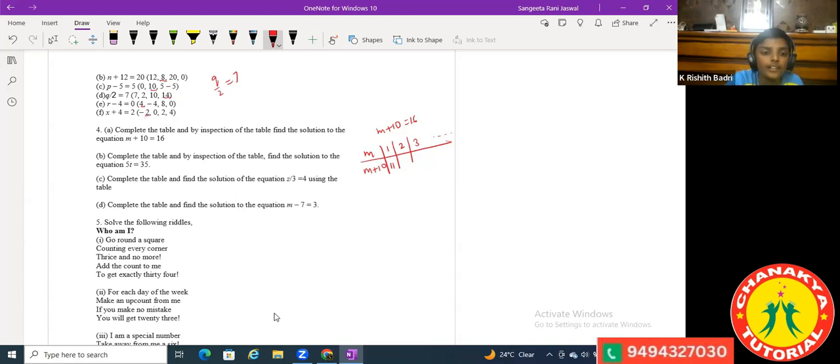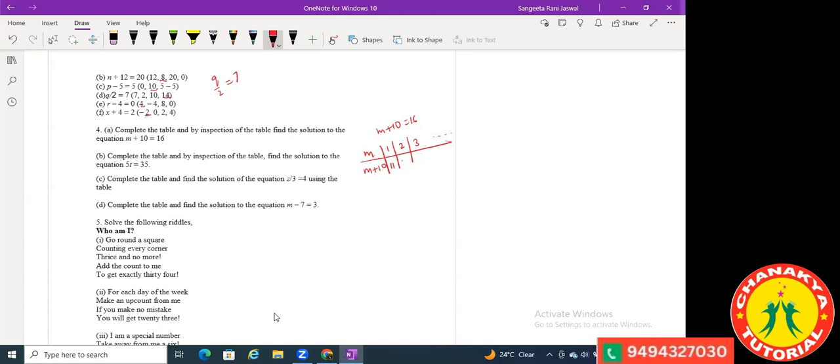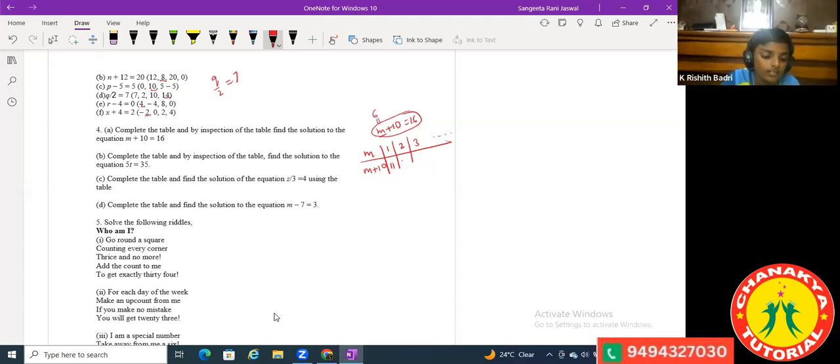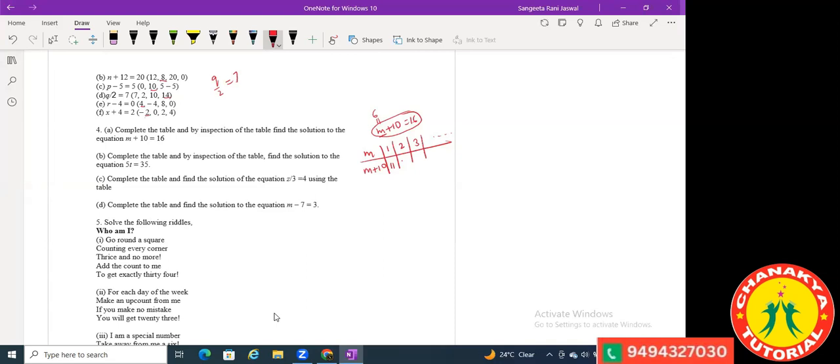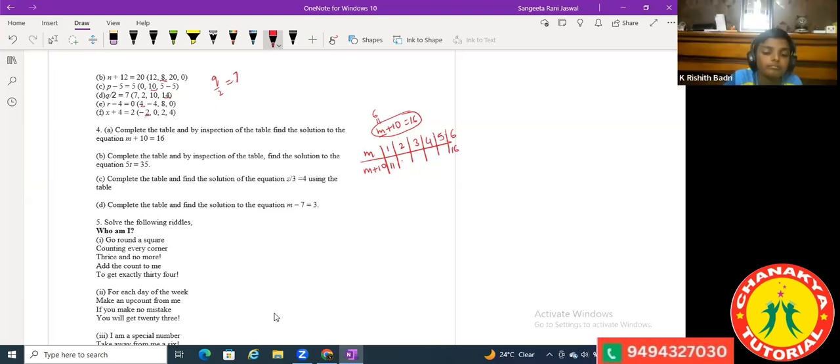Ma'am, if this question is given in an exam, do we need to draw the whole table till 16? You have to draw till you get this equation, M plus 10 equals 16. Where will you get this? When your M is equal to 6. So you have to go through 4, 5, 6 values. If M is 6, then M plus 10 will be 16. Understood this? Yes, ma'am.